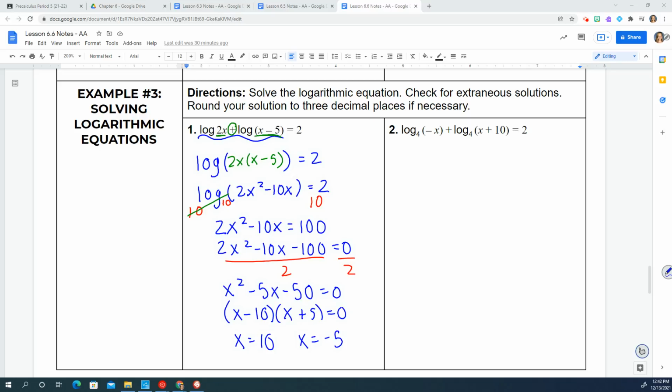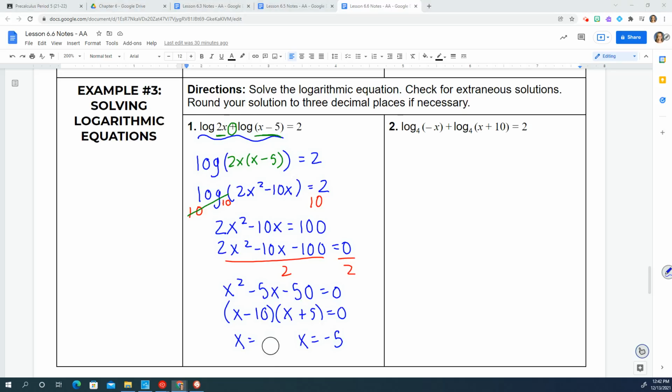And Sophie asked a great question. Can we get 2 solutions? Yes, you can. But there is one of these that when I go to plug it back in to this, or this, whichever one, 2 times negative 5, I'd be taking the log of negative 10. We can't do that. 2 times 10 is 20. Log of 20, that's fine. 10 minus 5 is 5. Yep, that's positive. This one's good. So this one ends up being extraneous.